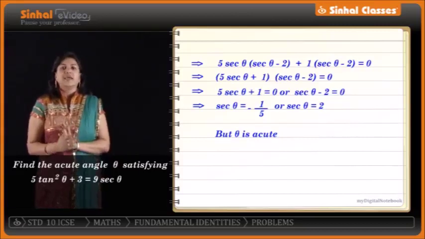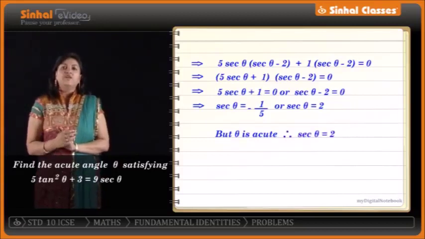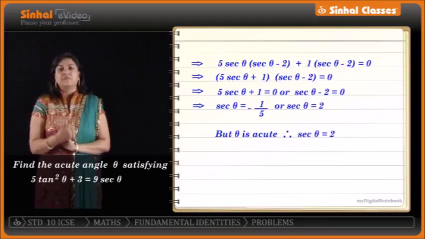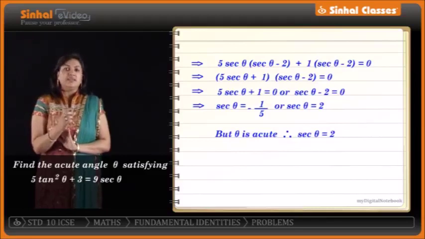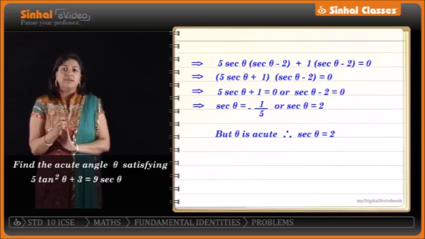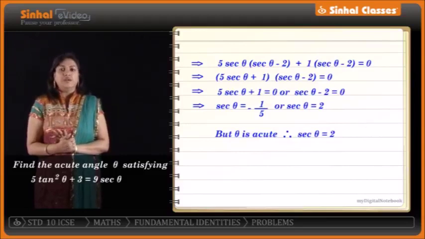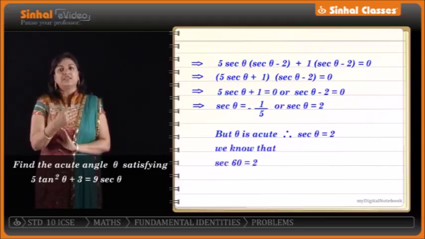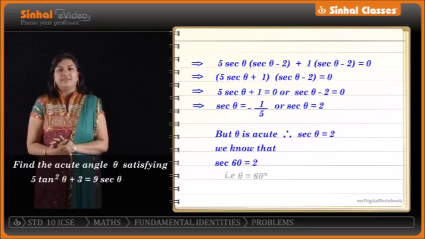We get sec theta is equal to 2. Now we want to find for what value of theta. So sec theta is 2, but sec 60 is 2. We know that. So theta is equal to 60 degrees.